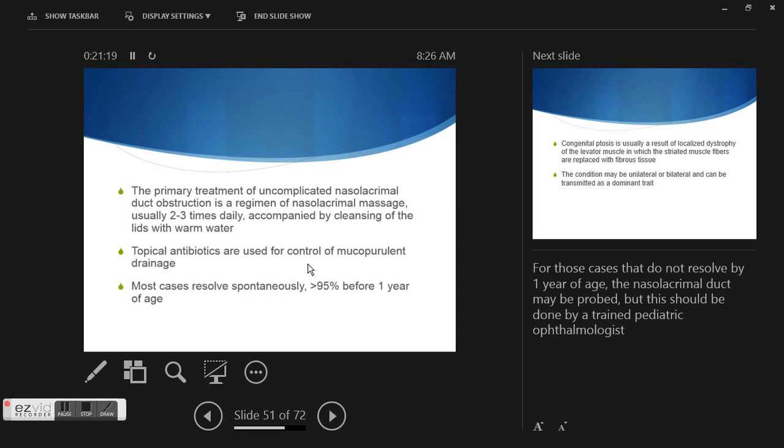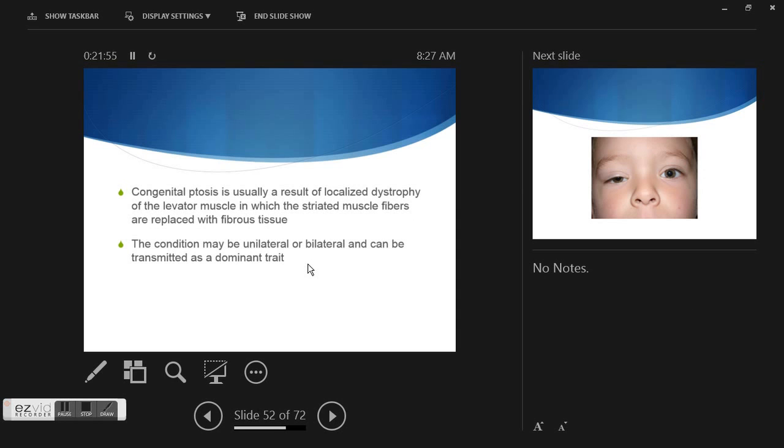The primary treatment of uncomplicated nasolacrimal duct obstruction is a regimen of massage, usually 2 to 3 times daily, accompanied by cleansing of the eyelids with warm water. Topical antibiotics are used for the control of mucopurulent discharge. Most cases resolve spontaneously, 95% before 1 year of age. But for those cases that don't resolve, the nasolacrimal duct may be probed, but this should be done by a trained pediatric ophthalmologist. But most often, cases will resolve before 1 year of age.